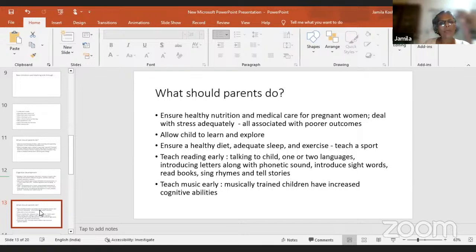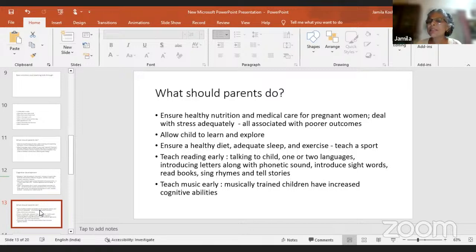Of course, reading is very important. How do you prepare a child to read? By talking to the child. As much as you talk, the child learns to process language. So you can use one or two languages. In our country, often it is two languages at least. And then when you're teaching the child formally to read, you must introduce the script.